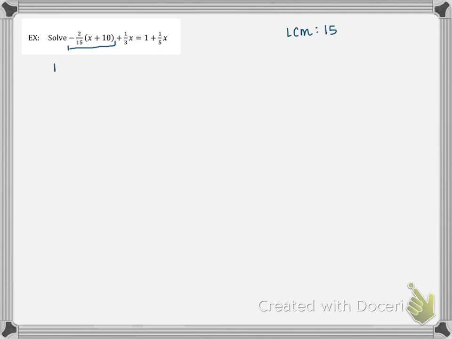So we're going to do 15 over 1 times negative 2/15 times x plus 10. And the reason I know that that's all one term is that the outermost operation is multiplication. Terms are separated by addition and subtraction, and the only addition and subtraction in that piece of this equation is inside parentheses, and so it's not separating two terms.